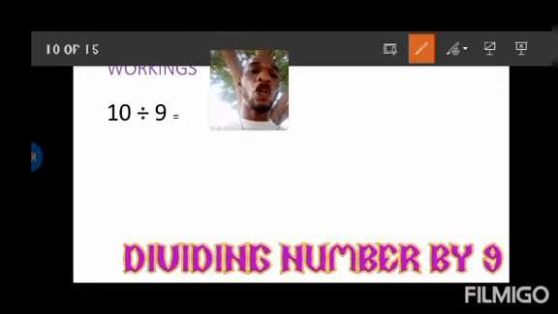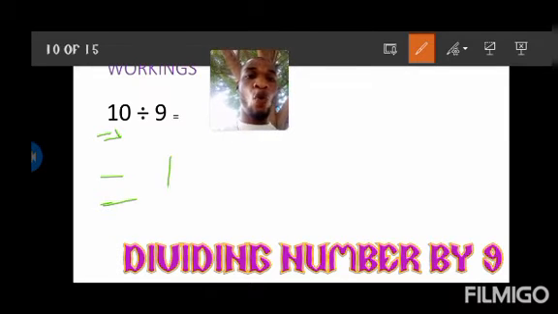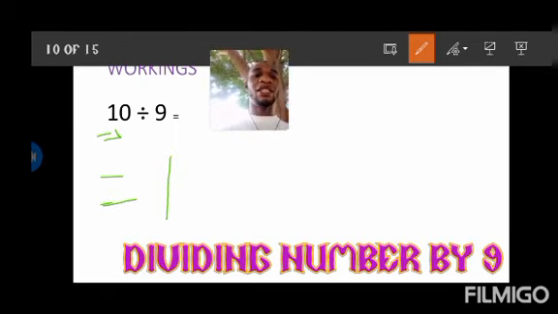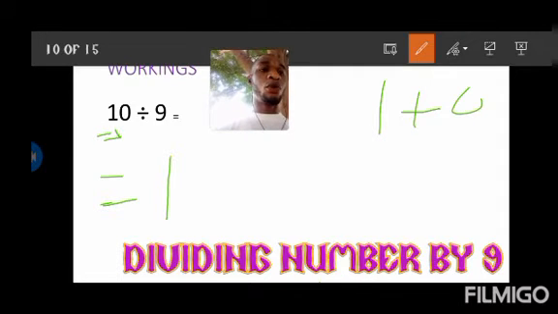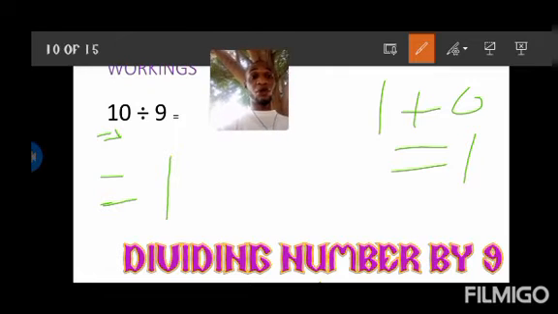Now you drop down the first digit. What is the first digit here? The first digit of 10 is 1. So you drop your 1. I dropped the 1. Now the next number is going to be 1 plus 0. 1 plus 0 is 1, right?